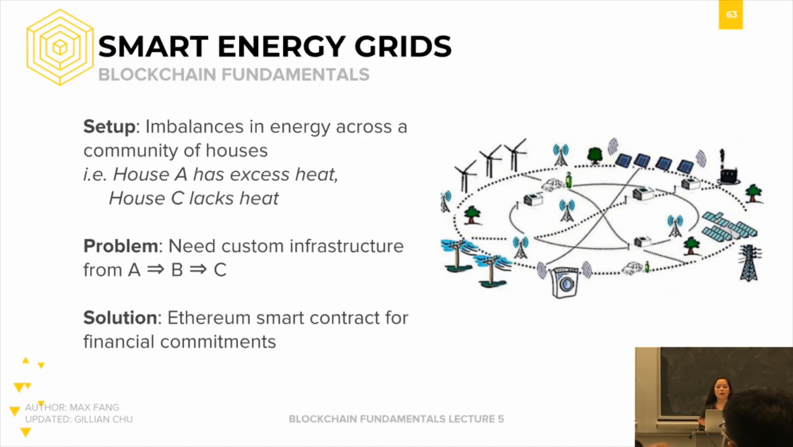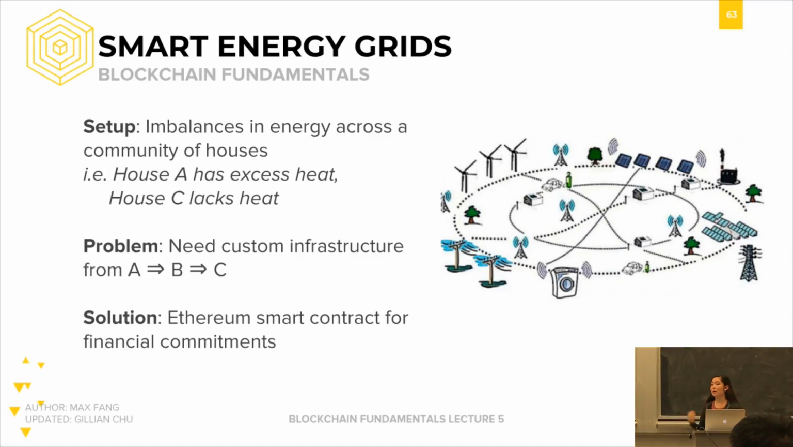Another one is smart energy grids. Let's say house A has all this extra heat or extra energy, and house C is lacking. How do we set up some infrastructure between house A and house C so that we can more efficiently transmit this energy? Obviously, we're not going to go to PG&E and ask them to set this up for me. This would be an example of a community project that we want people to pool money together for, and then execute whatever action we want done.